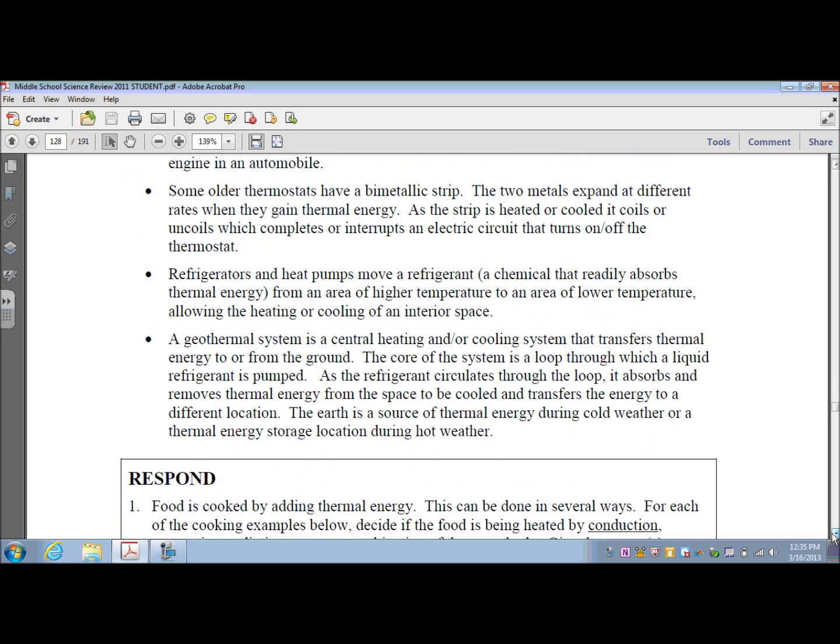This ends the temperature scales, heat, and thermal energy transfer section.